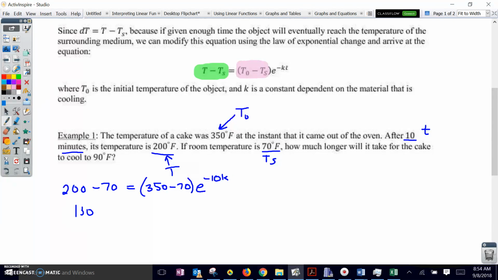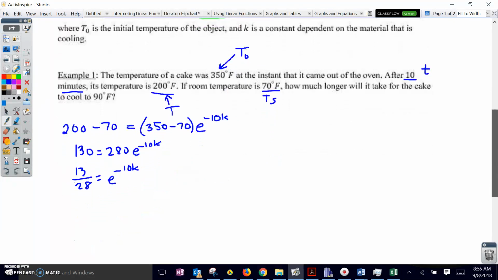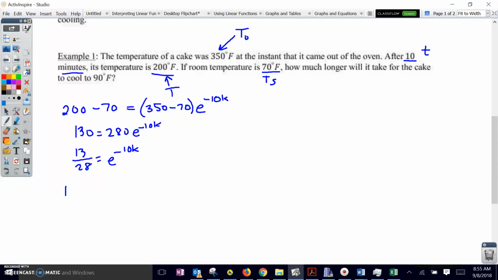So I get 130 equals 280 e to the negative 10k. So 13 over 28 is equal to e to the negative 10k. Taking the natural log of both sides, we get that the natural log of 13 over 28 is equal to negative 10k. And so k is equal to natural log of 13 over 28 divided by negative 10.